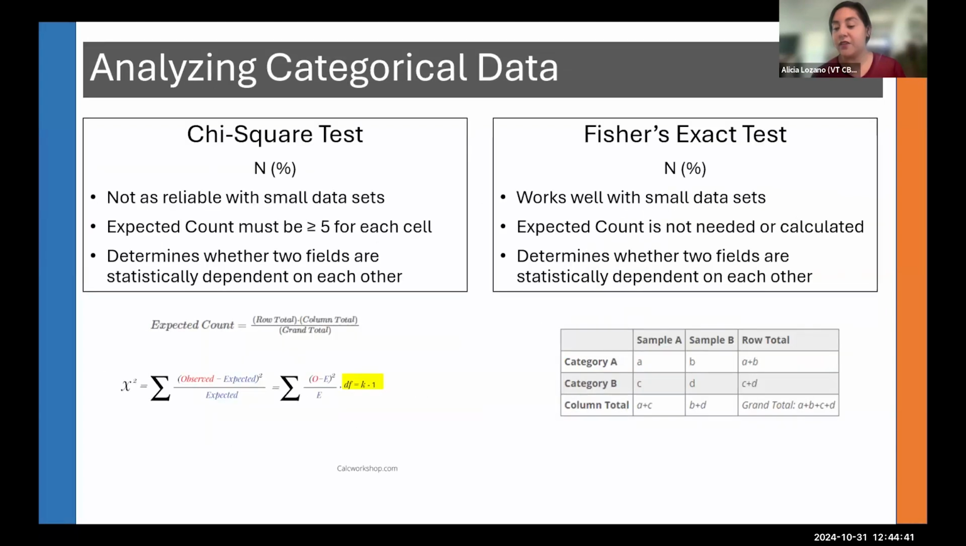Categorical. Are you suggesting that? Sorry, there's a question in the chat. 1 second. Are you suggesting that categorical ordinal data would be analyzed with the correlation?